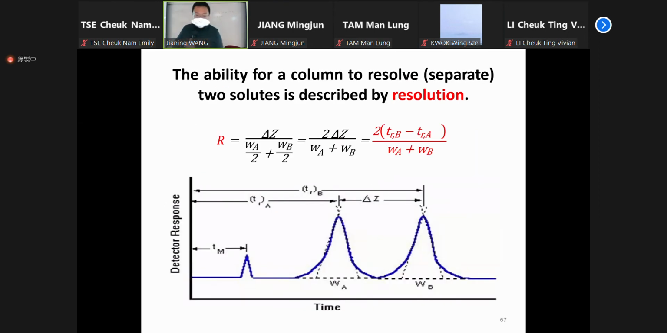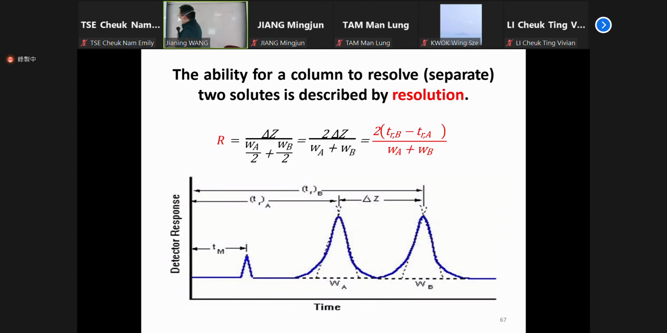So now, we know how to measure using a mathematical way, and know some parameters that affect the column efficiency. We should know the target. Why should we do this? We want to separate two peaks more efficiently in a certain column.